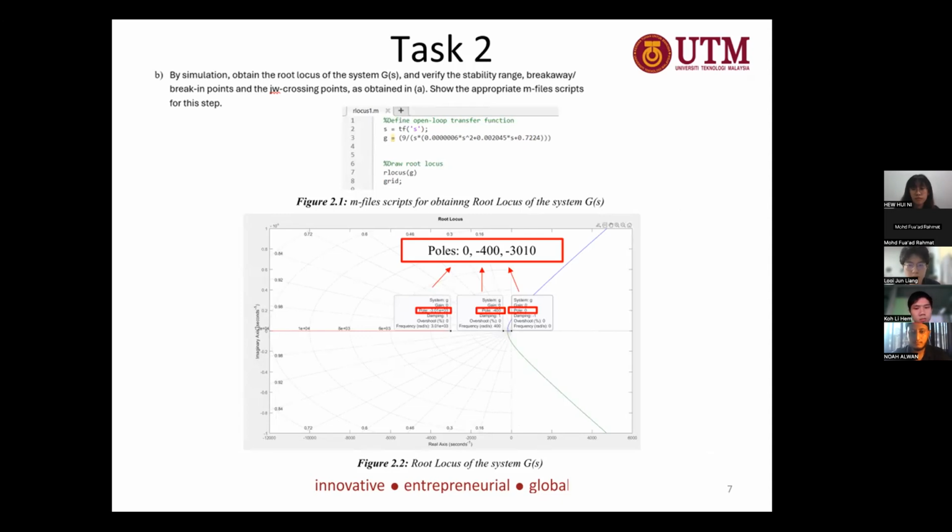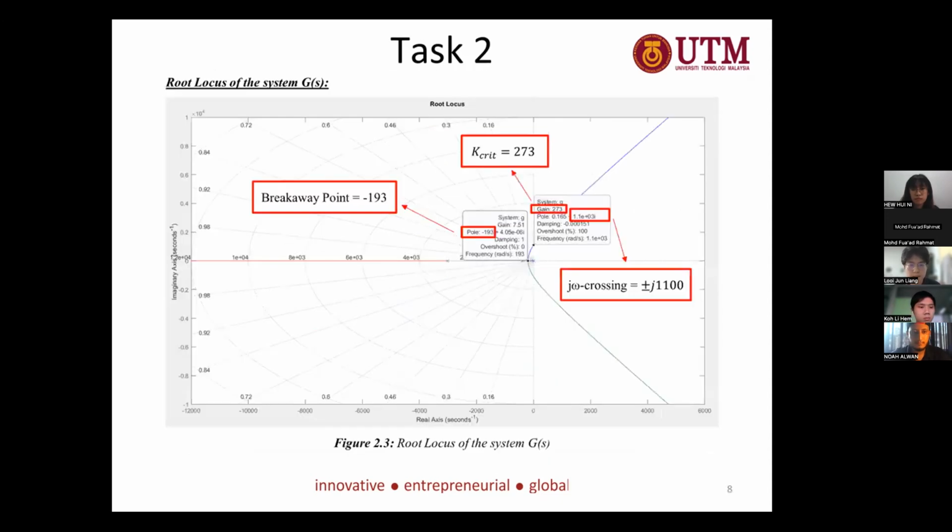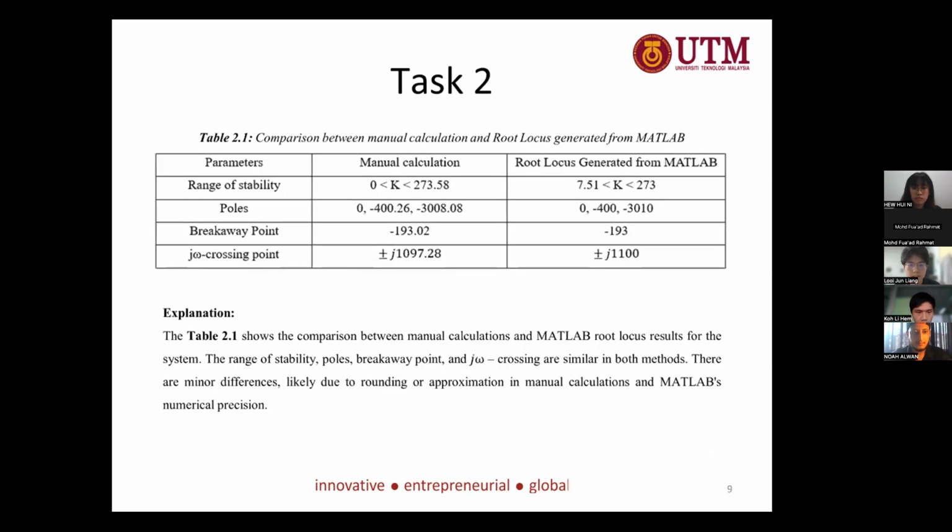This figure shows the poles of the root locus. Next. This figure shows the breakaway point, K critical, and j omega crossing point from the root locus. Next. From this table, you can see that the values are similar, which means my manual calculation is correct.